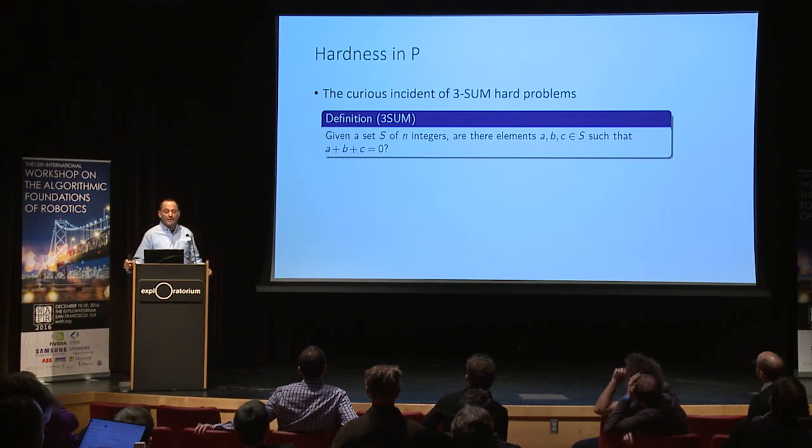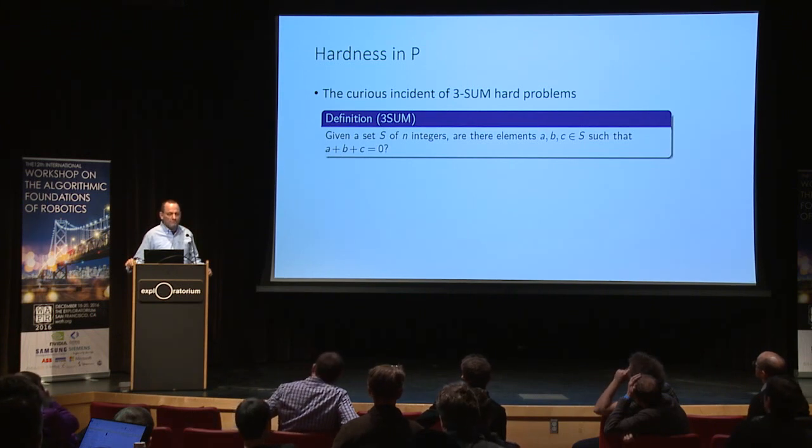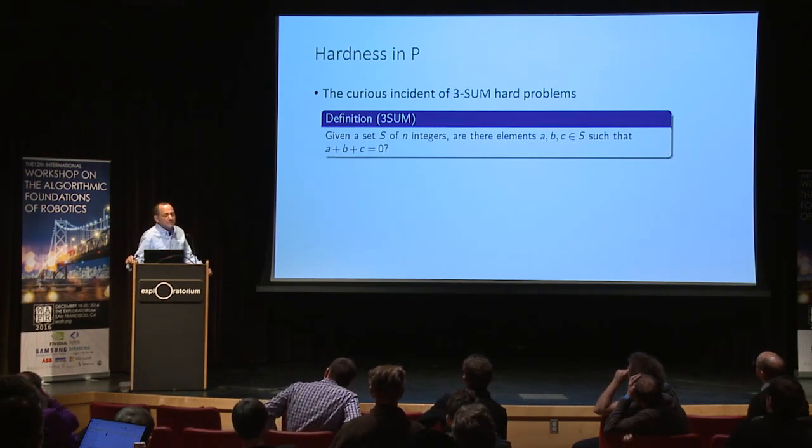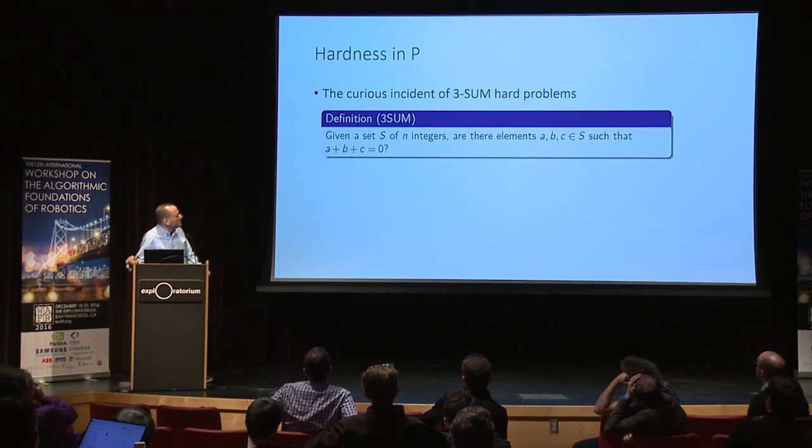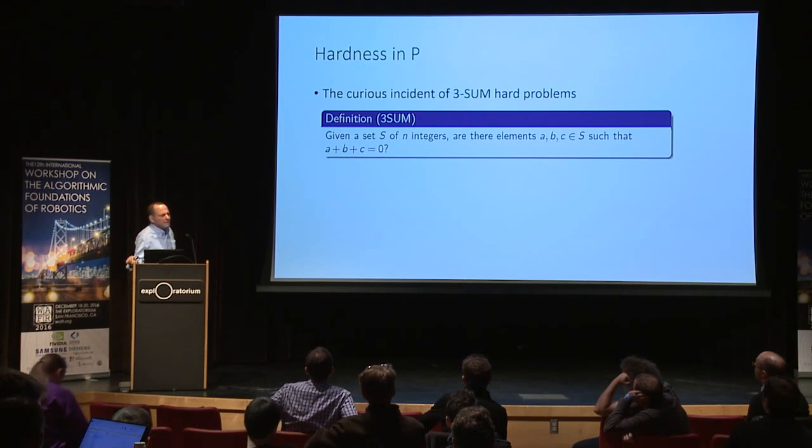However, it seems to be difficult to have an output-sensitive algorithm for computing the union of triangles. Look at this very innocent, naive question. I give you a set of n integers, and I ask you if any three of them sum up to 0. It's trivial to solve it in n squared log n time. It's not so difficult to solve it in n squared time.